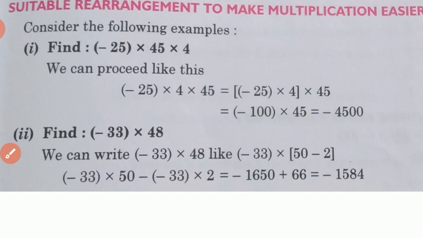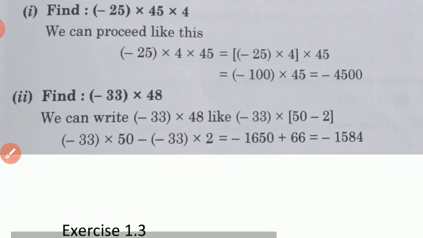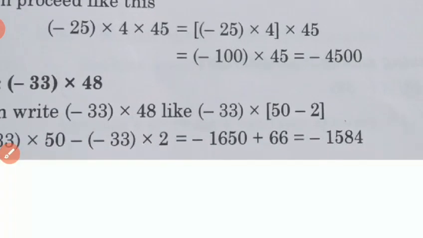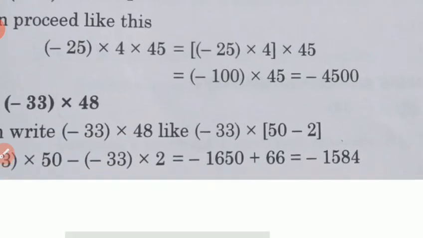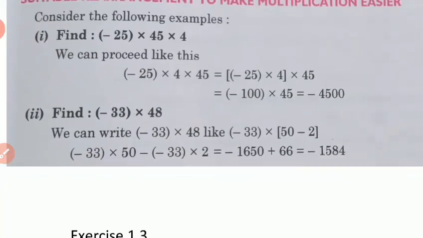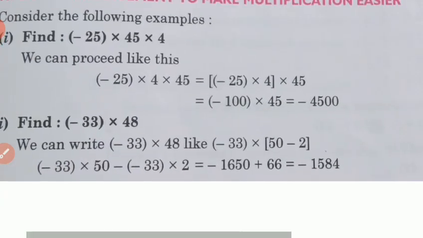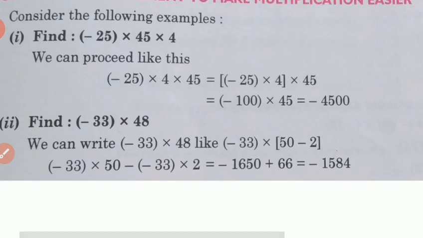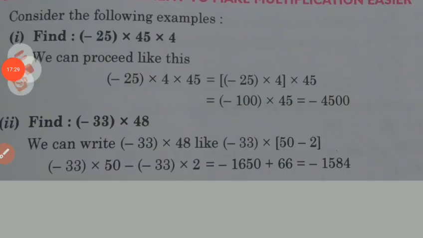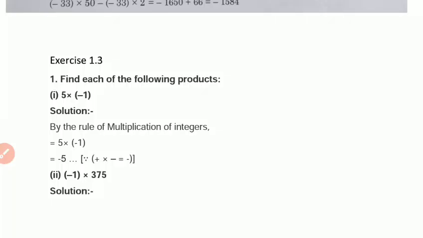So if we multiply minus 33 directly by 48, then also you will get the same answer, minus 1584. But to make the calculation fast by using the property, we can write 48 as 50 minus 2. So using the distributive property of multiplication over addition, we can solve this question easily and fastly.